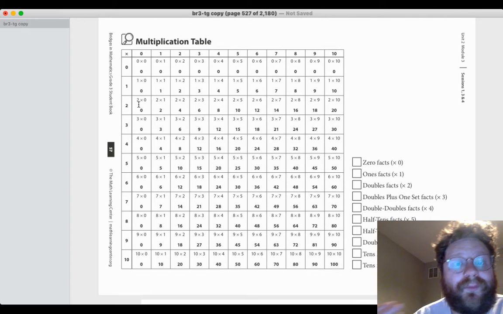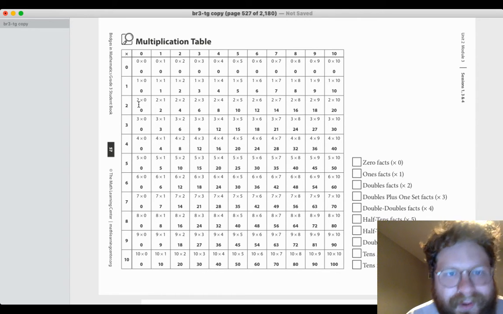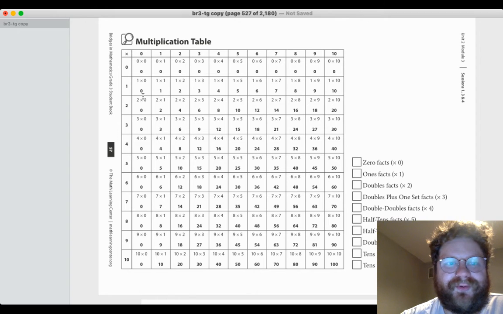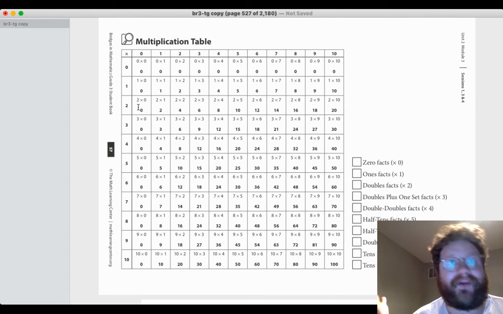If I have 0 rows of 2 columns, how big is my array? 0. There's nothing in it, right? So this is true for 0 times 0, 0 times 1, all the way to 0 times a million. Right? 0 times a million would still be 0.